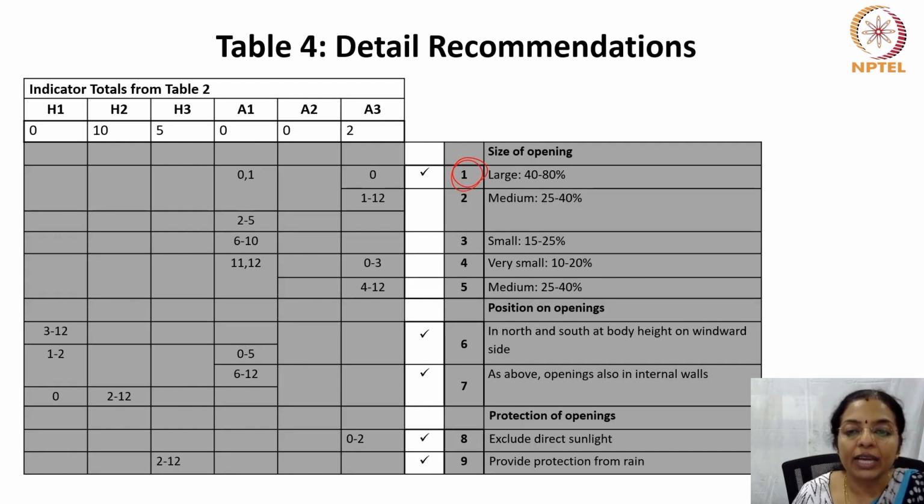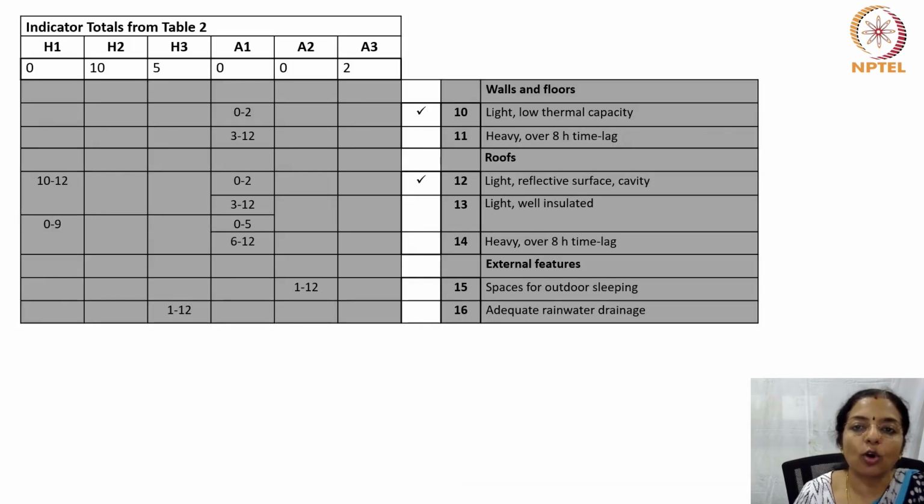The position of openings in north and south at body height on windward side. We must protect the openings from direct sunlight and provide protection from rain as well. This is what the recommendations say. It also says that we should have light, low thermal capacity wall, and the roof must be light, reflective surface cavity. So after this, what we will do is we will compare all the recommendations for the 3 climate types.